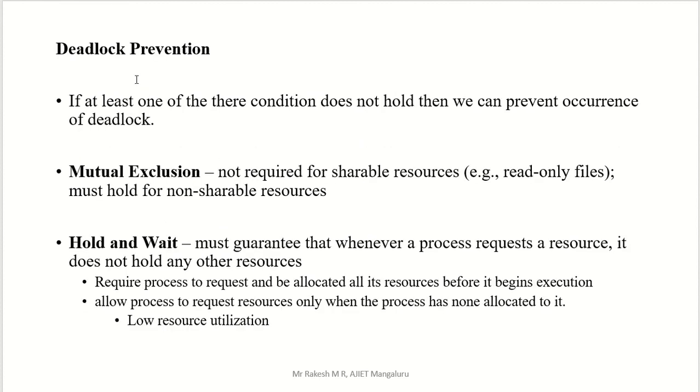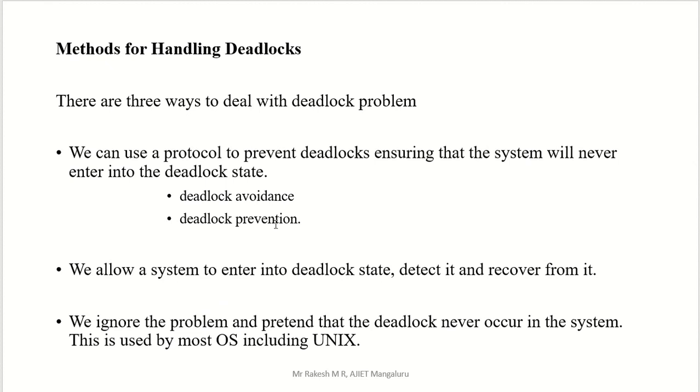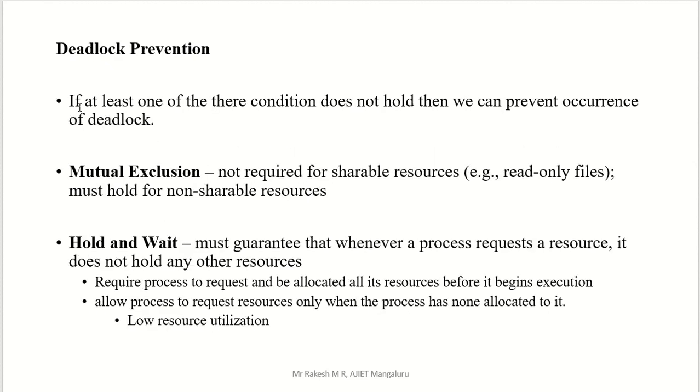Deadlock prevention. We saw that in the previous slide. Those are the two methods: deadlock avoidance and deadlock prevention. We are going to see both. First one, deadlock prevention. If at least one of the three conditions does not hold, then we can prevent occurrence of deadlock. Here they have given three conditions. If one of the three conditions does not hold, then we can prevent occurrence of deadlock. I think you got the meaning of that line. Yes, we will go for the first condition, mutual exclusion.